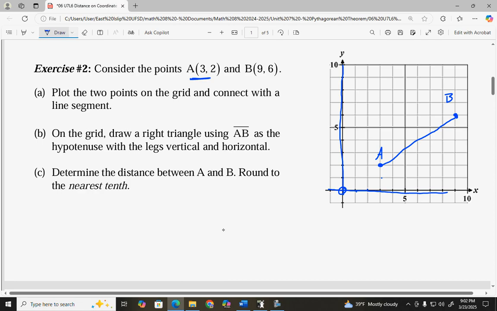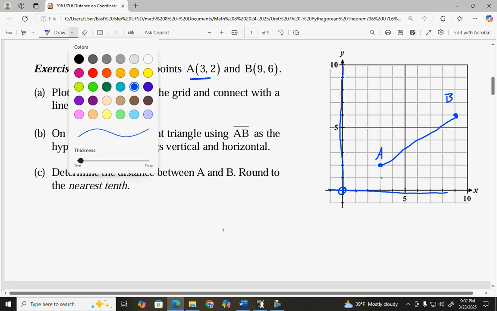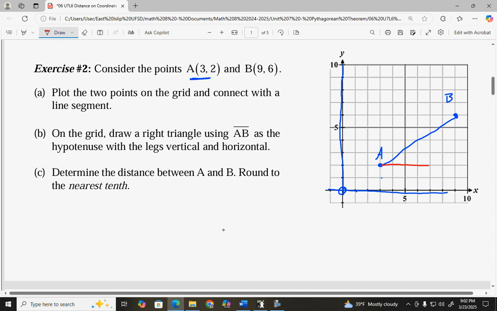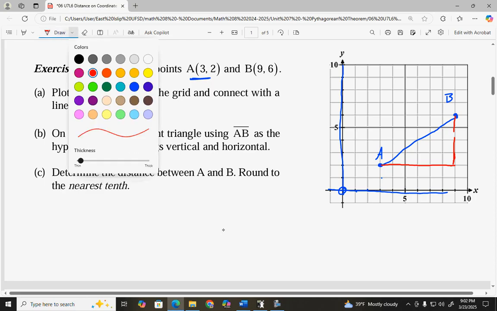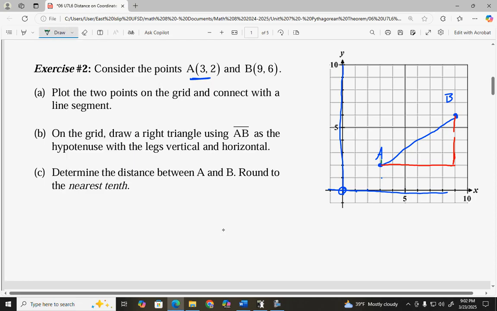So now we have to draw a right triangle. Now there are two ways we could draw a right triangle. Just take a look for a second. I could draw a right triangle here, or I could draw a right triangle here. It really doesn't matter because the lengths of the sides will be the same, right? So I don't care if you draw the triangle below the diagonal line, above the diagonal line. I'll use what I did in red, and I'll count how long the sides are.